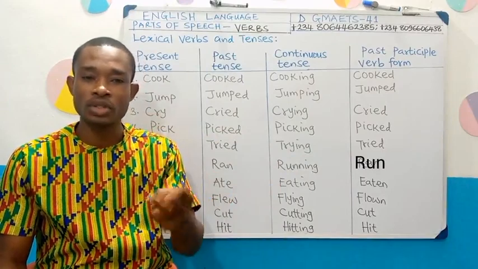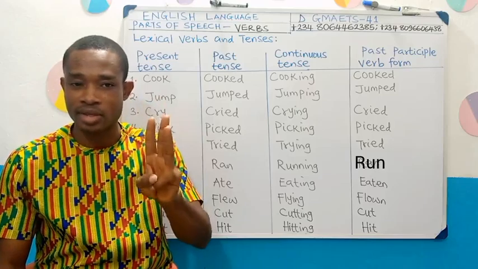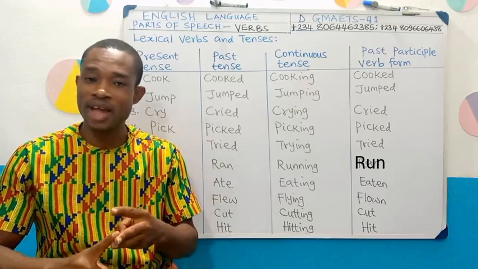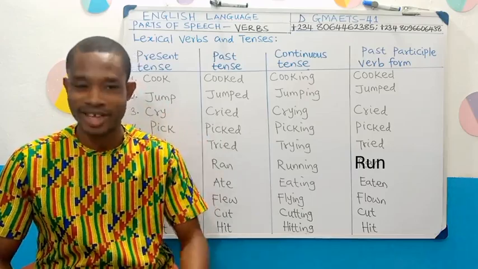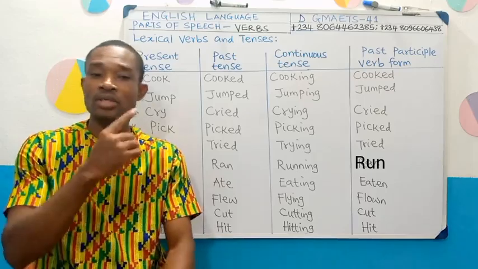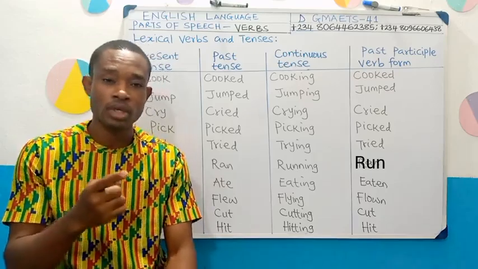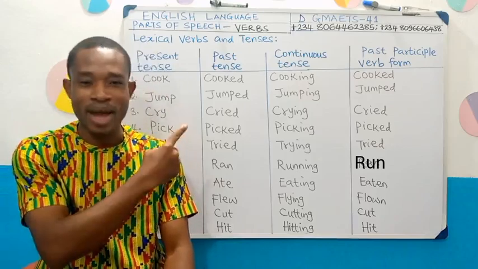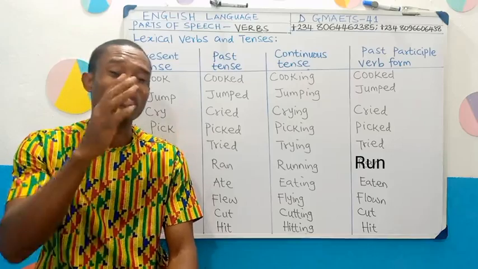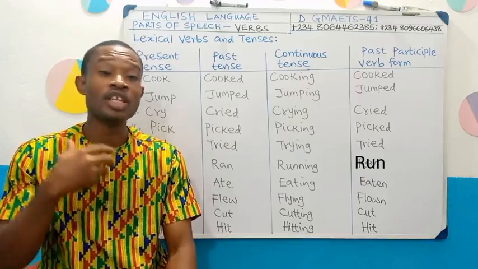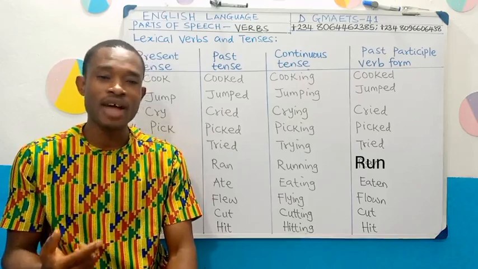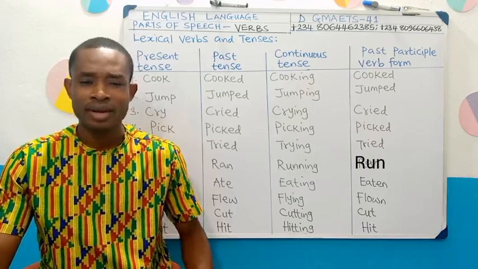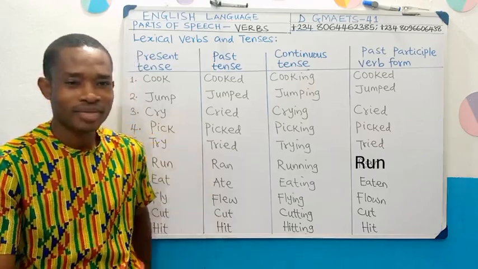Remember, I have already told you that there are three major tenses in English. One is present tense, two, past tense, three, future tense. So past participle is just a verb form. In other of our classes, I will talk more about the past participles. But for now, let us focus on knowing the present tense, the past tense, the continuous tense, and the past participle verb form of some lexical verbs.